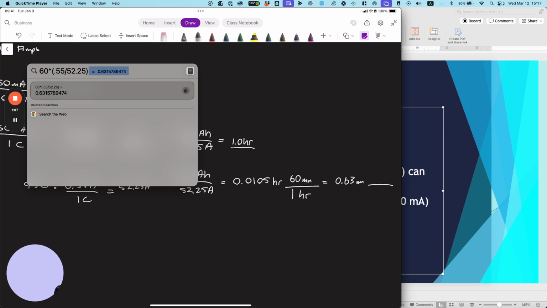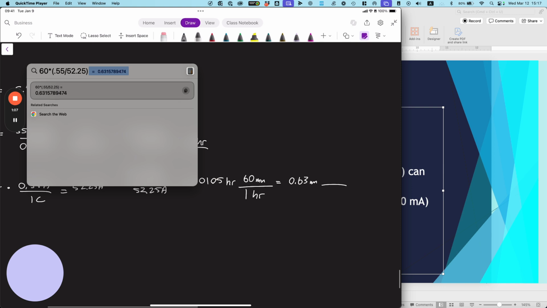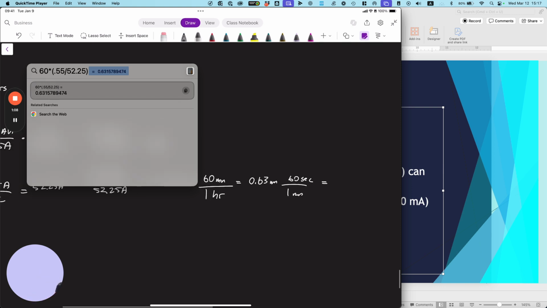Let's convert that to seconds. How many seconds do we have in a minute? 60. So it's basically going to be about 40 seconds.